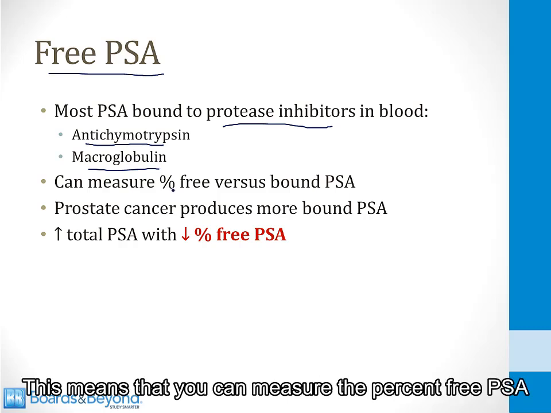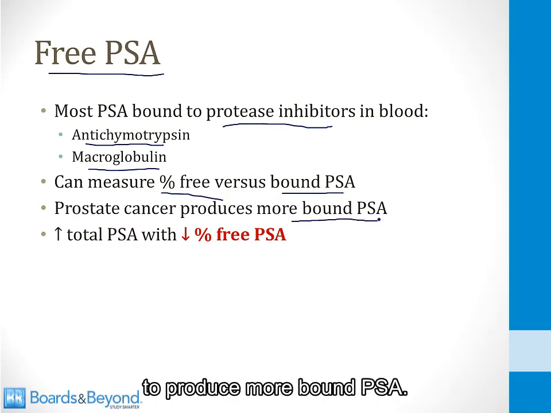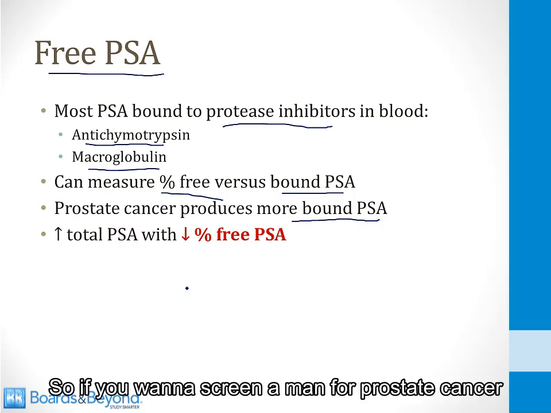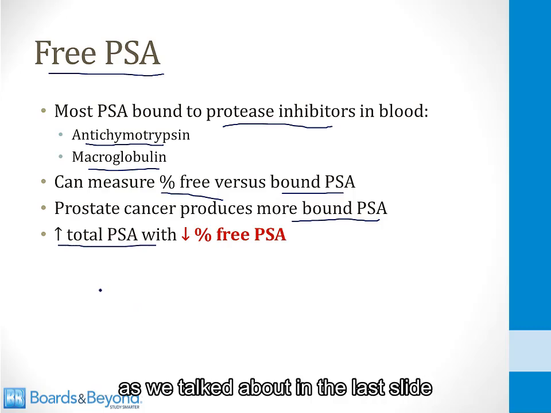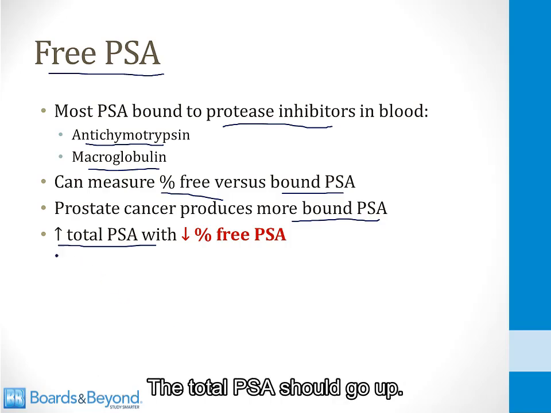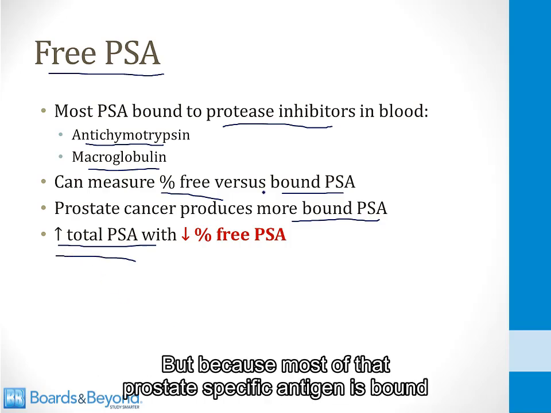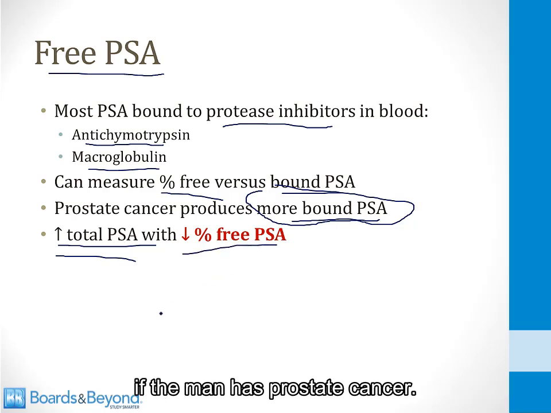This means that you can measure the percent free PSA versus the bound PSA, and prostate cancer tends to produce more bound PSA. So if you want to screen a man for prostate cancer, one way to do it is to measure the total PSA, as we talked about in the last slide, but also measure the percent free PSA. The total PSA should go up, but because most of that prostate-specific antigen is bound in prostate cancer, the percentage of total PSA that is free will decrease if the man has prostate cancer.